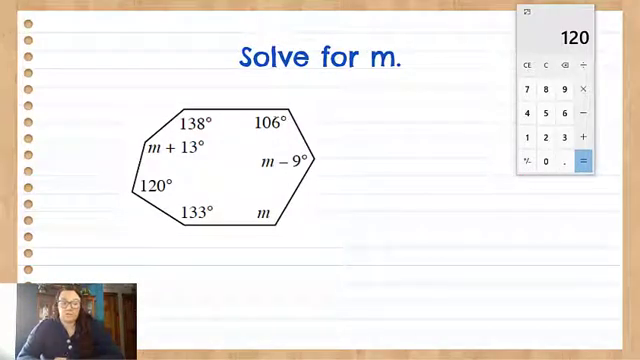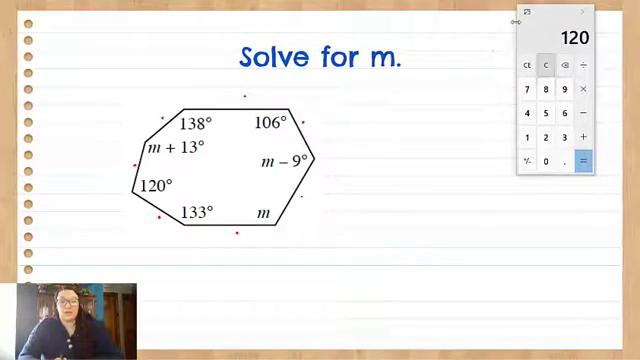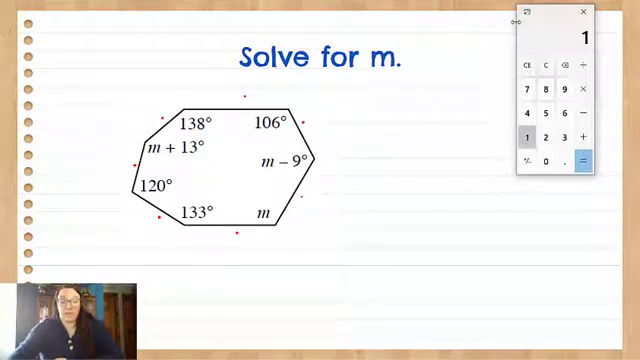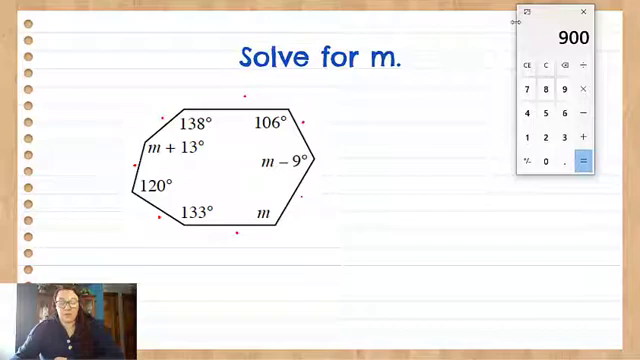Here's another one. This time they're all different, but I know the sum of them. So let's see, I have 1, 2, 3, 4, 5, 6, 7 sides. So let's find the sum of them first. That'd be 5 times 180. So the sum of them is 900. And I'm going to start taking away numbers here.